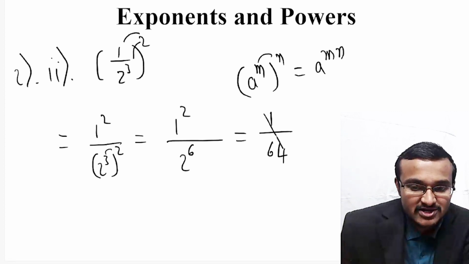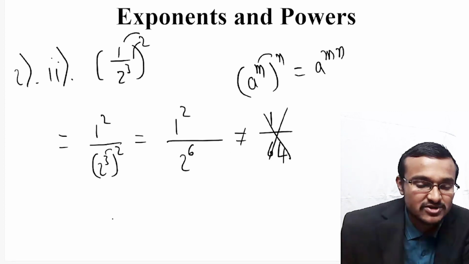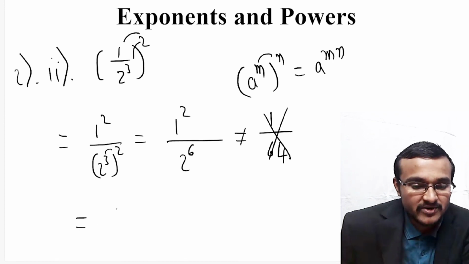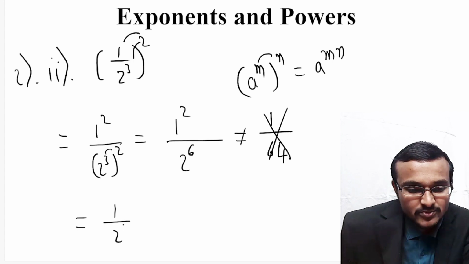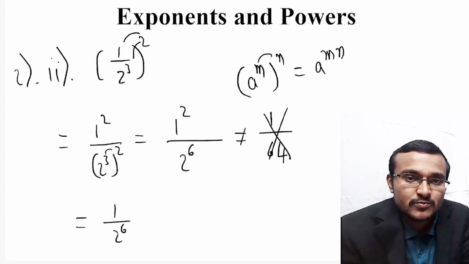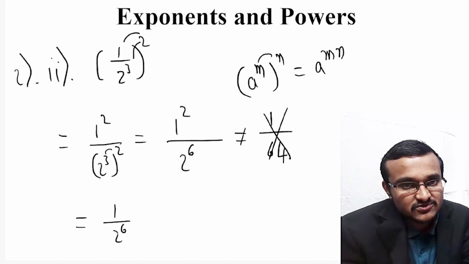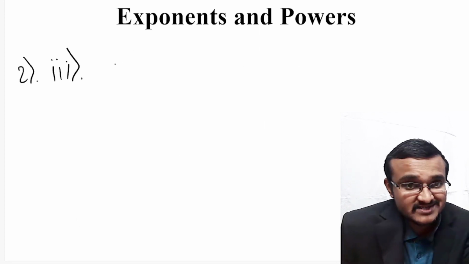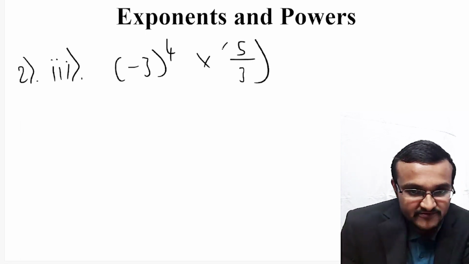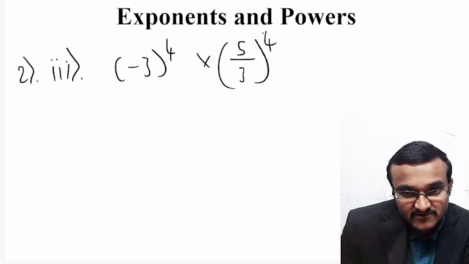But here you should not solve this particular question, because you should just express this in the form of positive power. Now 1 divided by 2^6 is there, so here the power is a positive value. So 1 by 2^6 will be the answer for the second question. Coming to the third question in this second question, they have given (-3)^4 into (5/3)^4. Now this particular 4 should be applied for both 5 and 3.